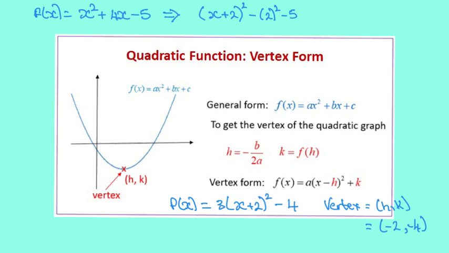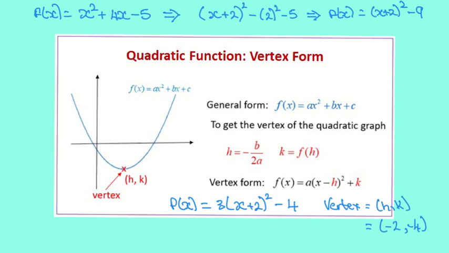Now we can simplify. So therefore, we've got f of x is equal to x plus 2 all squared minus 4 minus 5, which is minus 9.